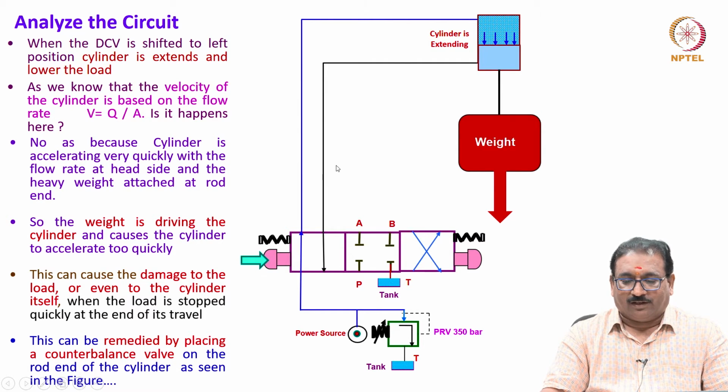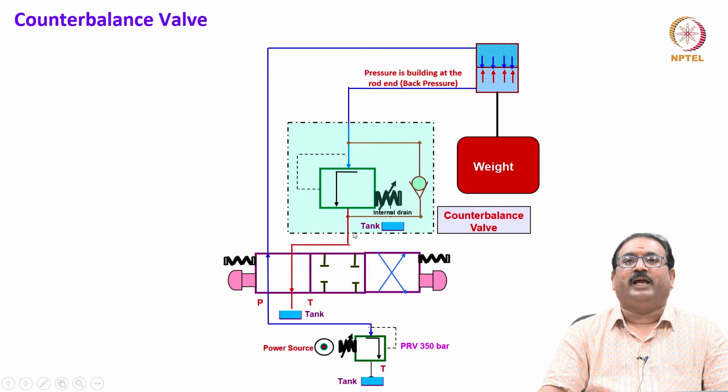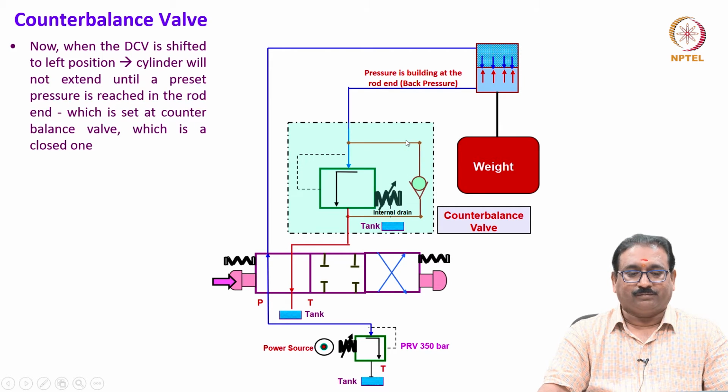I am placing here the counterbalance valve at the rod end, as shown in the figure. What is this? You will see, friends, the counterbalance valve is similar to the previous one, meaning it is a pressure relief valve. Parallel to this, an NRV is there, then an internal drain. As I have told you, these are subjected to high pressure, so oil will always leak. One more drain port is provided to divert the drained oil to the tank. I am placing the counterbalance valve here.